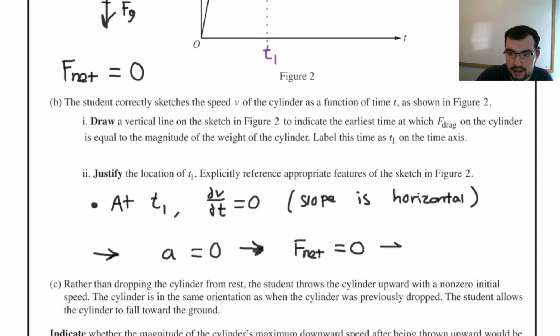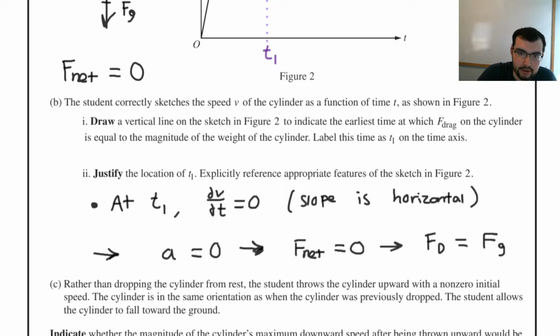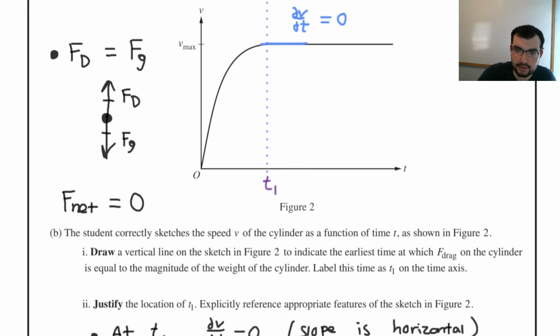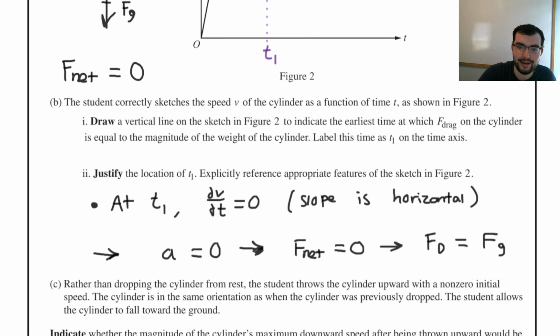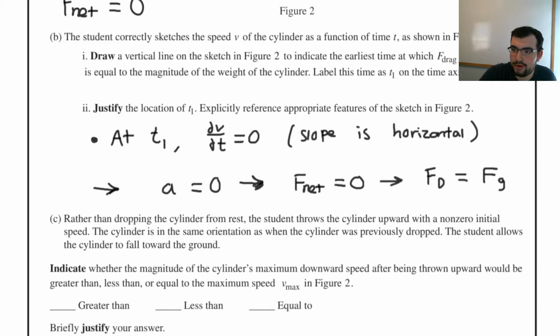And if F net is equal to 0, that means that the force is balanced. So F drag is equal to Fg. I can see this being either 1 or 2 points. So the line is going to be a point, and then maybe you get 1 or 2 points. So maybe you get a point for saying the slope is horizontal, and another point for saying that implies that there's no net force.